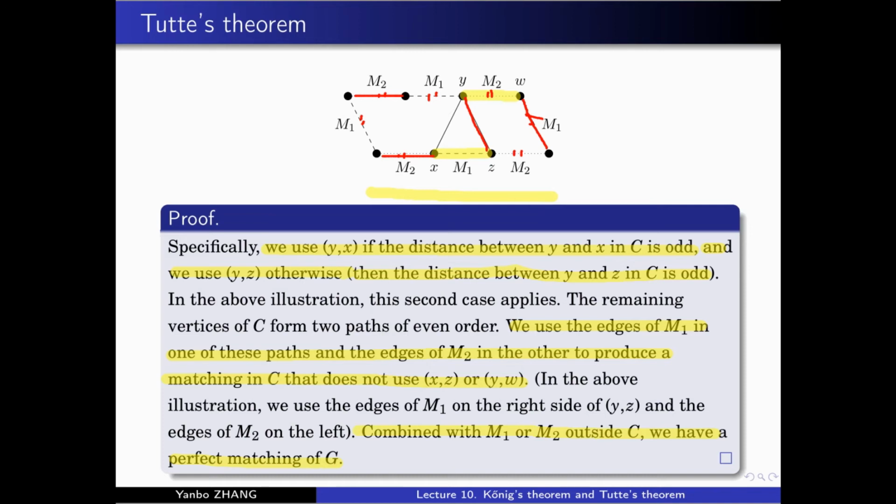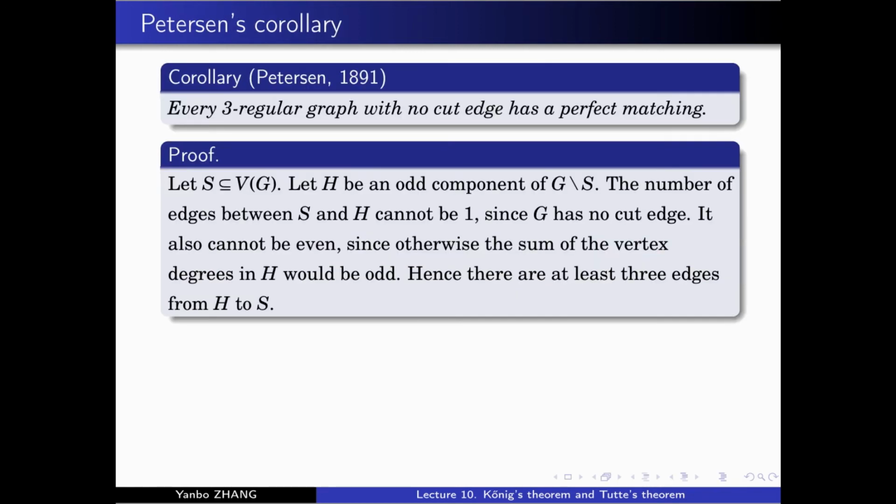Tutte's theorem is proved. We have two corollaries of Tutte's theorem. The first one is Petersen's corollary. This result was found by Petersen in 1891, long before the Tutte theorem, but it can be viewed as a corollary of Tutte's theorem. It says that every three-regular graph with no cut edge has a perfect matching.